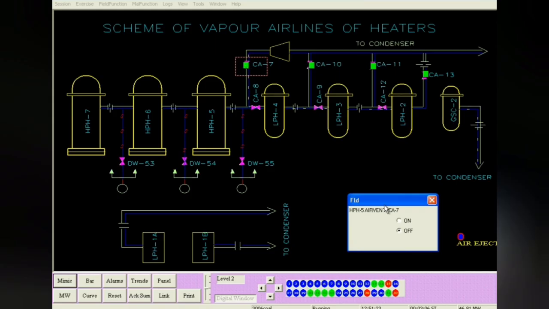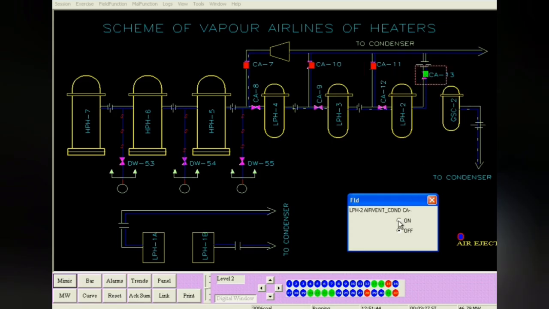Now while you are opening these valves, you must check that the vacuum is being maintained. Otherwise, if some leakage is there, the vacuum may not be maintained. So that's why you have to keep a close watch on vacuum. You have to open these four valves, isolating valves, evacuation valves, we can say.